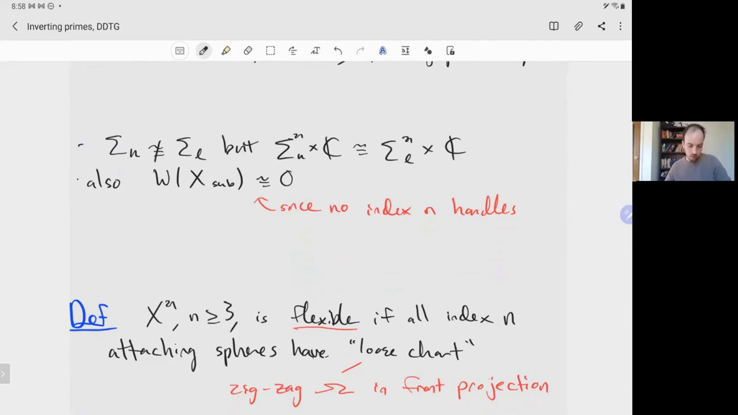And these are when the isotropic attaching spheres of the index n handles have loose charge. So in the subcritical case, you had no index n handles. In the flexible case, you do have index n handles, but they're required to have special attaching spheres which have loose charge, which is kind of a zigzag in the front projection. So what do I mean by that?